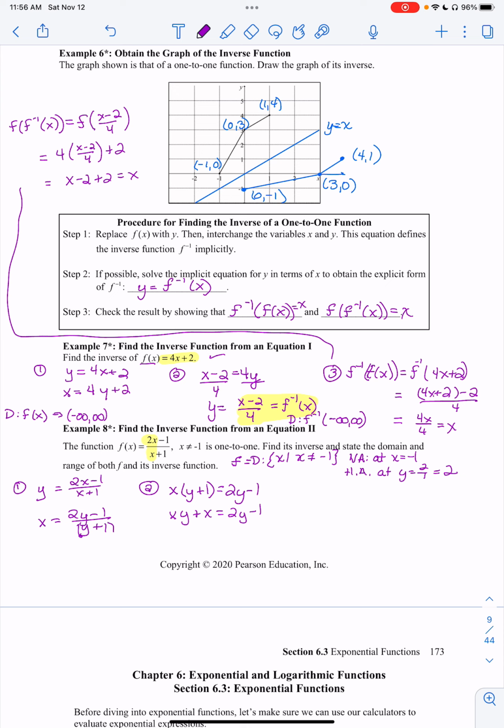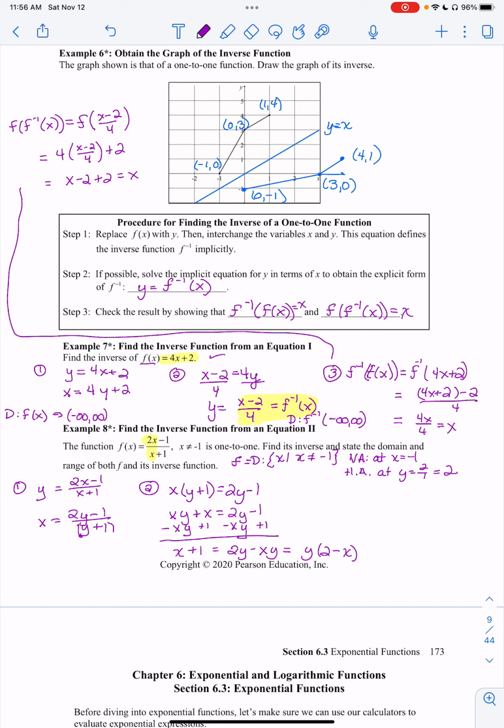I'm going to get both my y's on the same side of the equation. So I'm going to subtract xy from this side, I'm going to subtract xy from this side, and at the same time I'm going to move my 1 to the other side. So I'm going to add 1 over here, and I'm going to add 1 over here. So if I do that, what I have is x plus 1 equals 2y minus xy, right? Which is equal to y times (2 minus x).